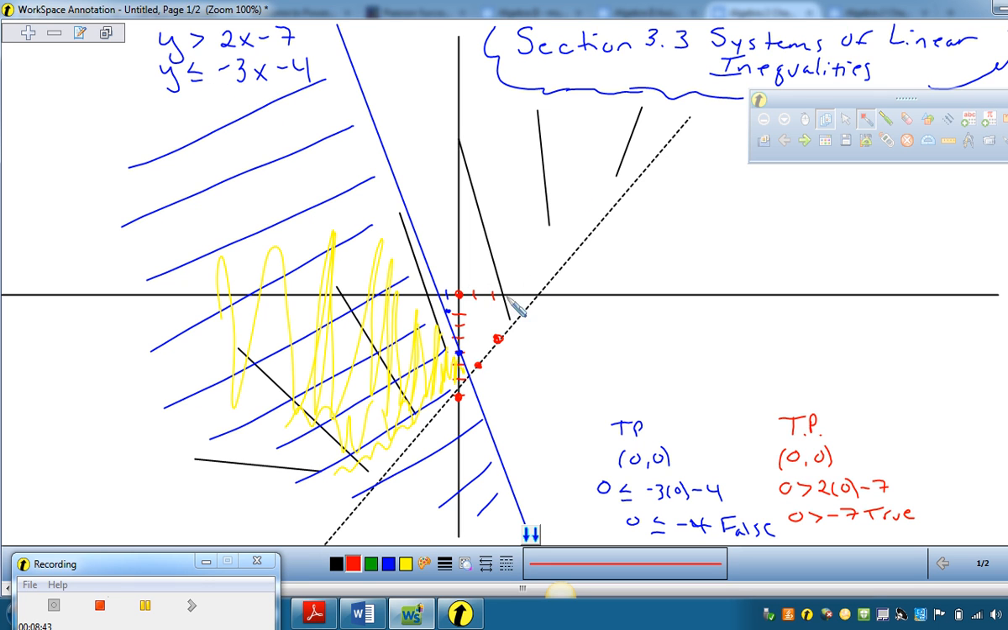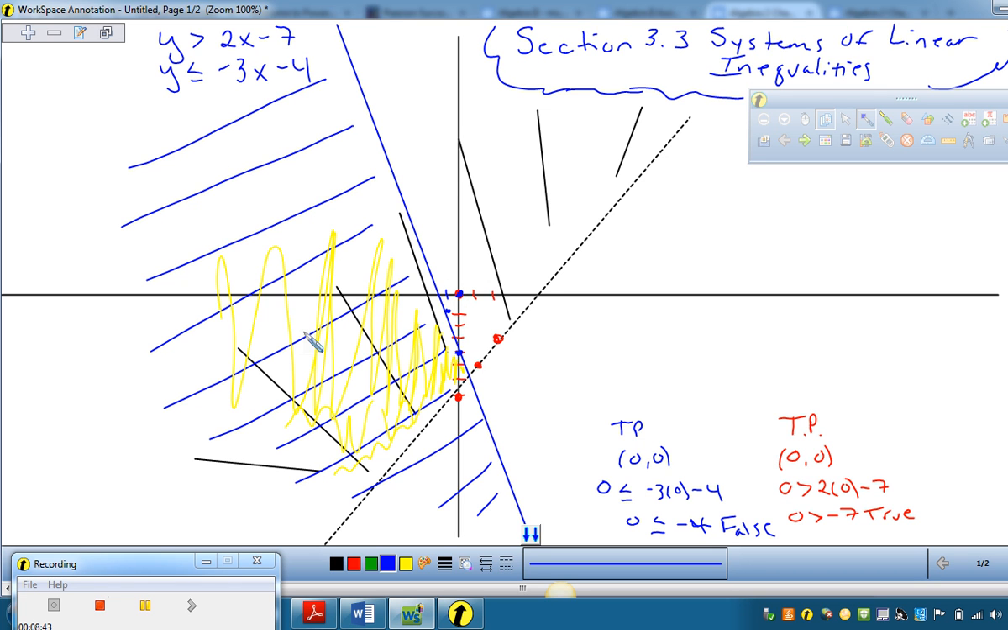And then I need to test a point. 0, 0 is not on the line, so I am going to use that point, and that's the blue writing that I have here. And I plug into y is less than or equal to negative 3x minus 4. And we get 0 is less than or equal to negative 4, which is a false statement. So if 0, 0 causes a false statement, then for the line that we are working with, we shade the side that does not include 0, 0. So here's my 0, 0. We're dealing with this blue line where 0, 0 is false, so we shade the opposite side.